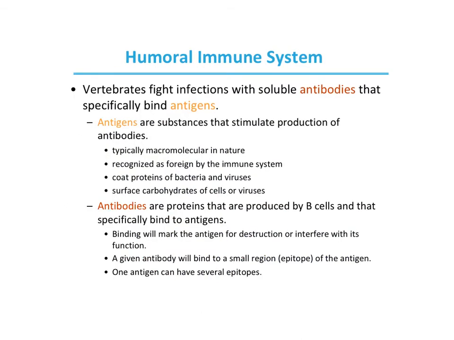Vertebrates fight infections with soluble antibodies that bind to antigens. So antigens are those foreign substances that stimulate production of antibodies. Antigens can include coat proteins of bacteria and viruses, and surface carbohydrates of cells or viruses. Antibodies are proteins produced by the B cells that specifically bind to antigens, and they mark the antigen for destruction. A given antibody will bind to a particular small region of the antigen, which is known as the epitope. And one antigen can have several different epitopes.